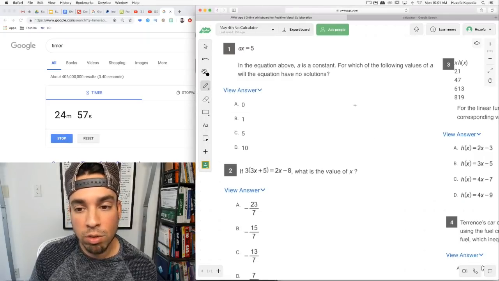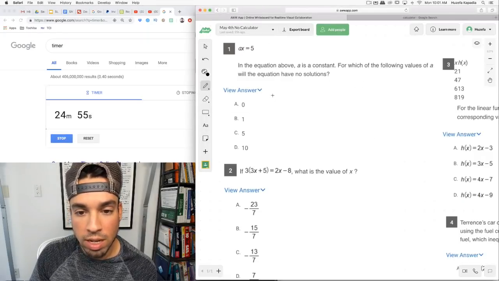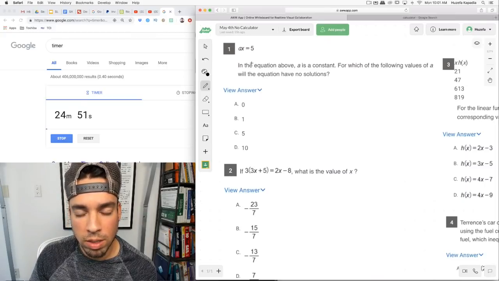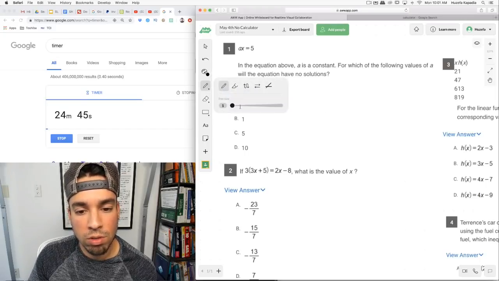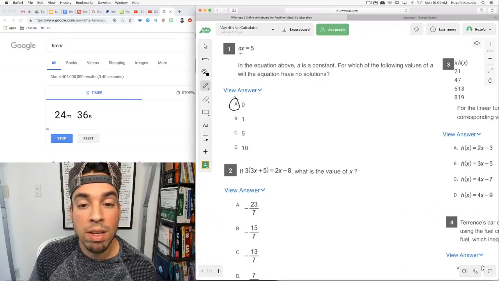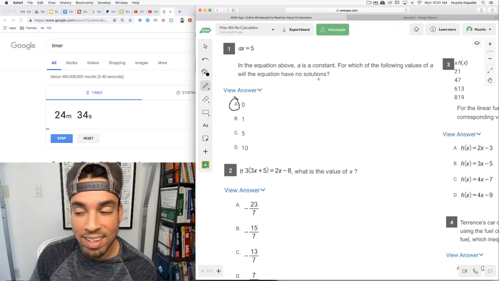In the question above, A is a constant. For which of the following values will it have no solutions? Oh, yeah. When A equals 0. Because if A equals 0, it doesn't matter what X is, it'll always be 0 equals 5, which is no solution. If A equals 1, X could be 5. If A equals 5, X could be 1. If A equals 10, X could be 1/2.